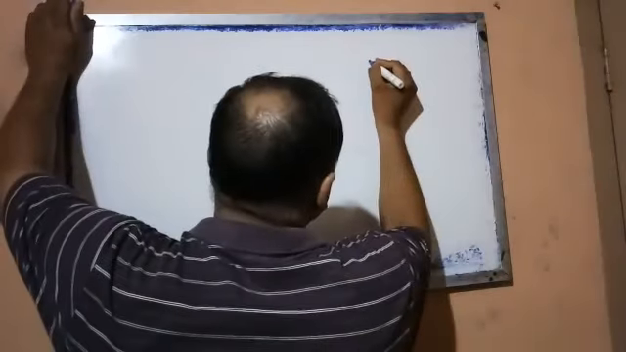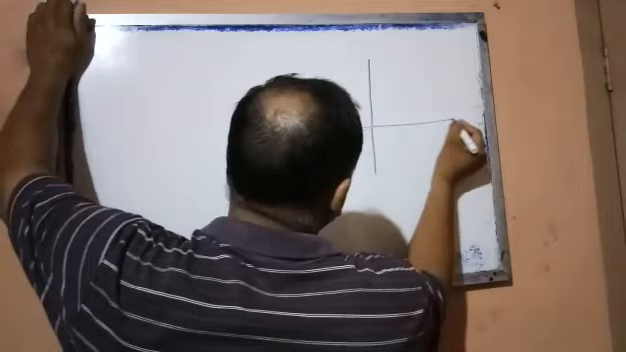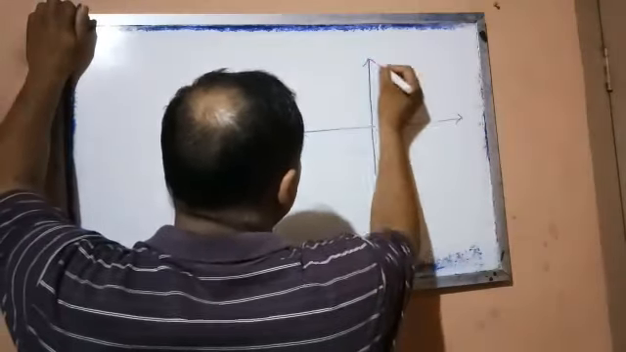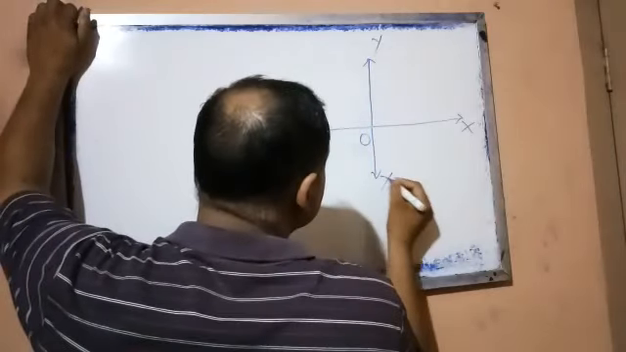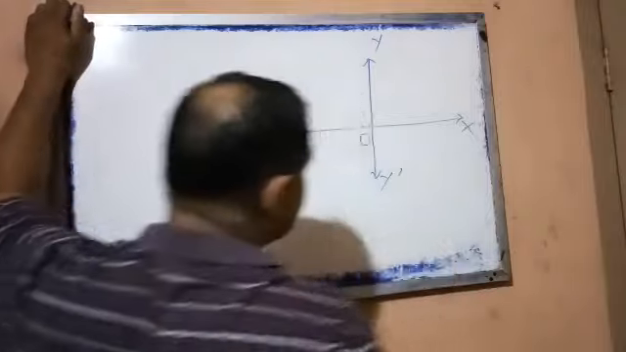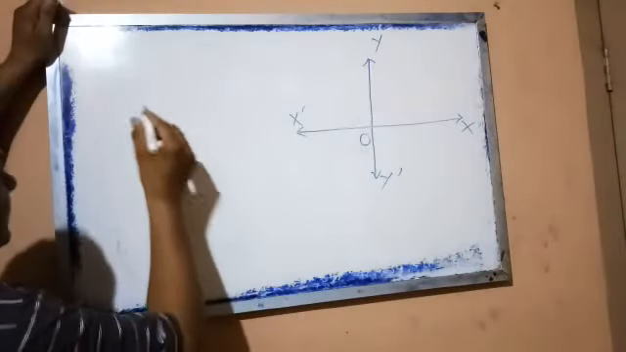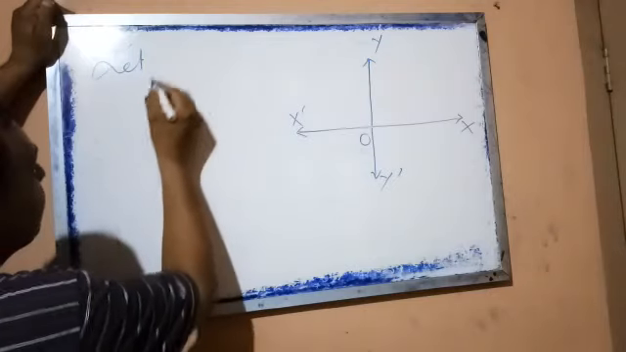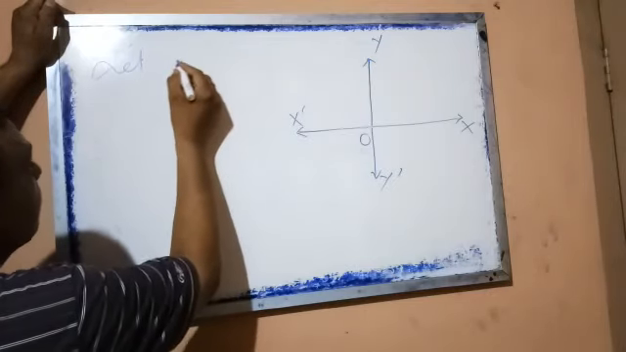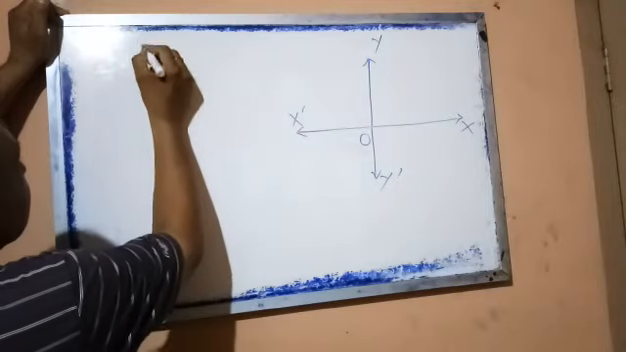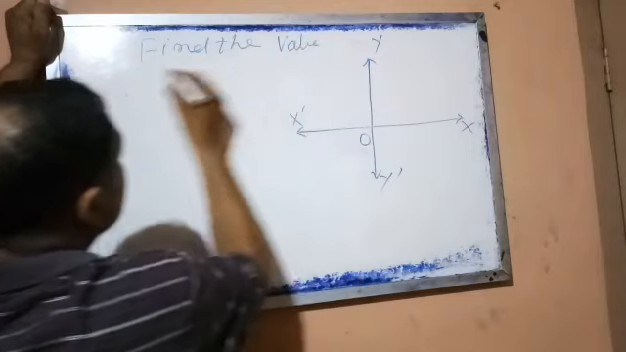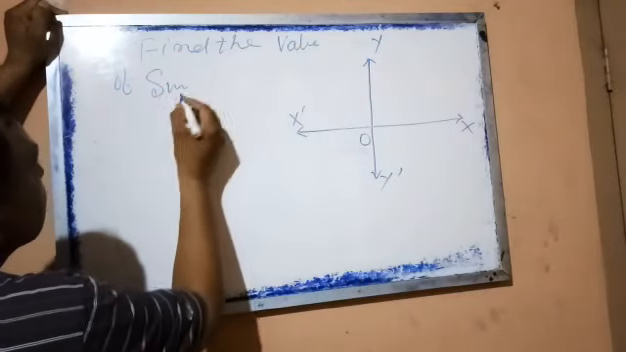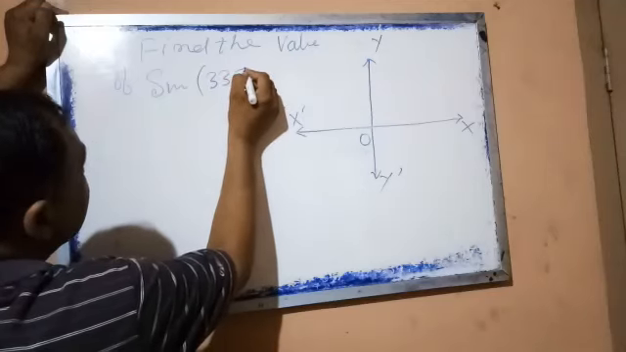Now I give one example. You see here, first we will make this one quadrant. X O X dash, this is Y O Y dash. Now we know that first quadrant, second quadrant, third quadrant, fourth quadrant. And suppose we have to find the value of sine 3373.